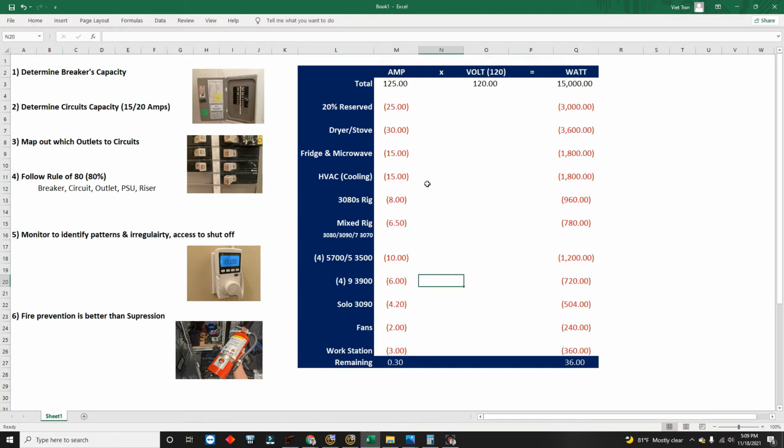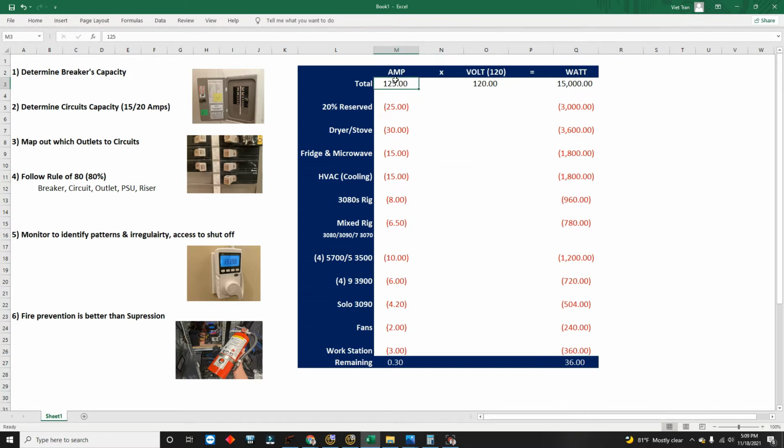So if you look at the numbers here, I have amps right here. Volt is 120 for all of them. It's the same. So you just multiply amp by volt, you get what wattage I'm consuming, right? And at the end, you can see this is why I haven't been building any more machines, because unless I move into a different place, I can't. I'm all out. I only have 36 watts left, which is not a lot, right?